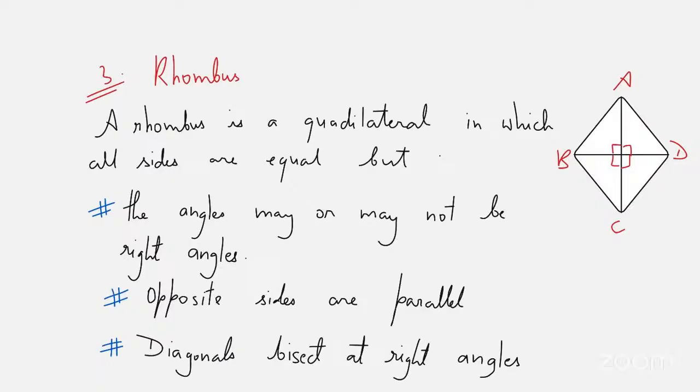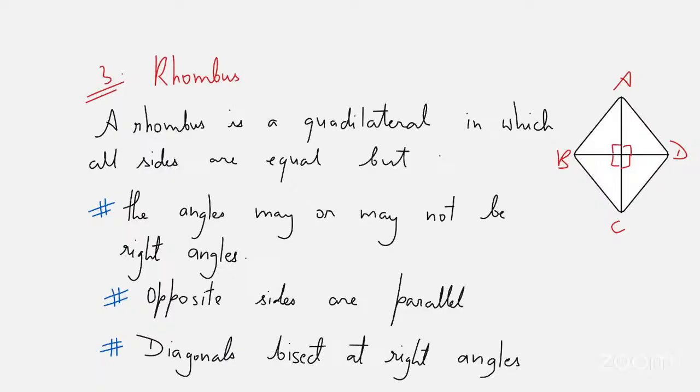Because in a rhombus, all sides are equal, but all angles are not 90 degrees. But in a square, all angles are 90 degrees. Why is every square a rhombus? Because in a rhombus, all sides are equal. But why can't every rhombus be a square? Because in a rhombus, the angles may not be 90. When it is 90, it can be considered a square. But when the angles are not equal to 90, it will not be considered a square.